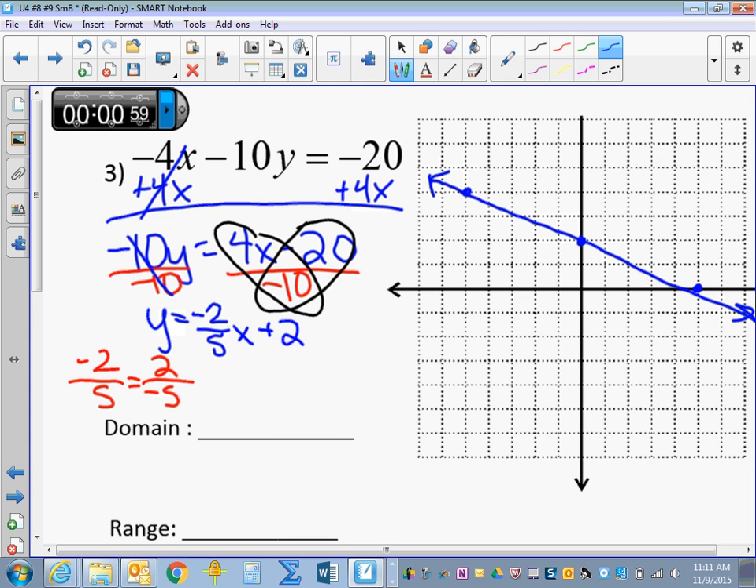Good. Alright, my domain, all real numbers. And again, range all real numbers. It's going up to the left, down to the right. All right, next problem.